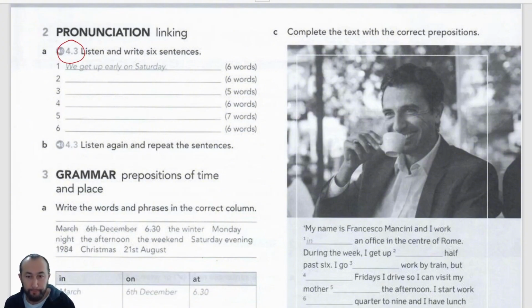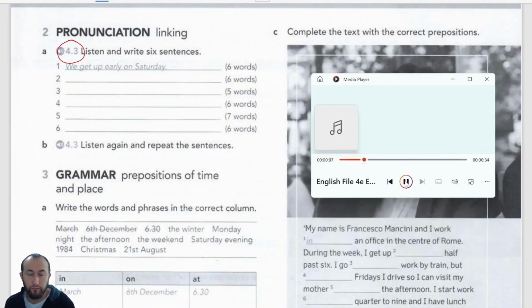Let's do that. 1. We get up early on Saturday. So the first one is done. We get up early on Saturday. And number 2. I have a shower at 8. I have a shower at 8, right?